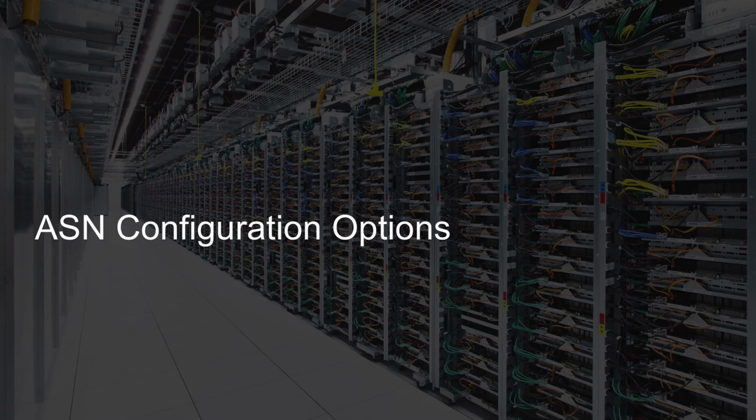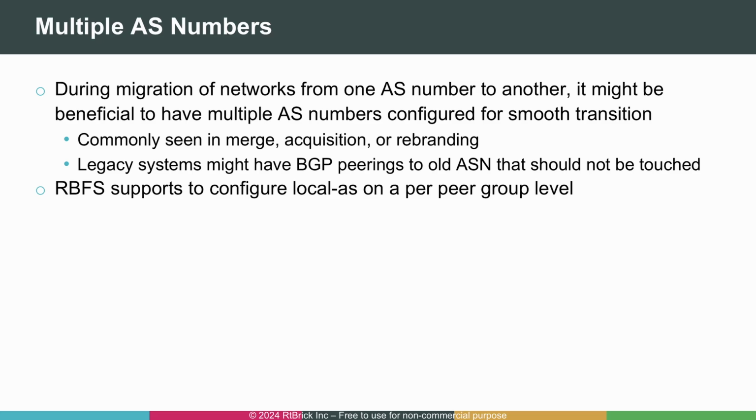In this section, we'll look at some configuration options for AS numbers that differ from the default settings. These can be useful in certain setups. With BGP, you typically configure your local autonomous system number globally, and the AS number of each BGP peer within its respective peer group. But in some cases, it's helpful to use multiple AS numbers on a BGP speaker.